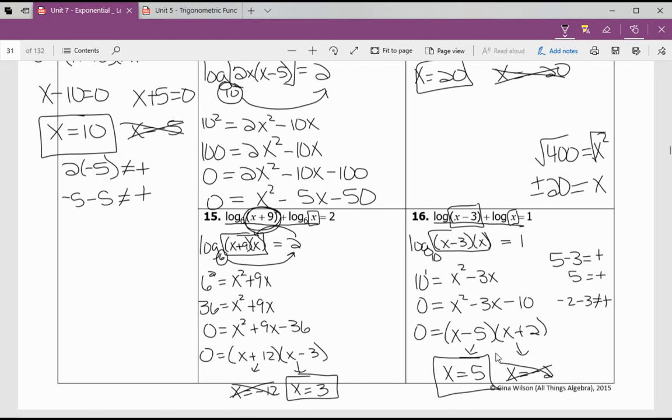Now I want you to understand that you do not always throw out one of your two answers. Sometimes you throw them both out. Sometimes you keep them both. It just depends on the equation itself. So if you have any questions about the type 2 logarithmic equations, please let me know.